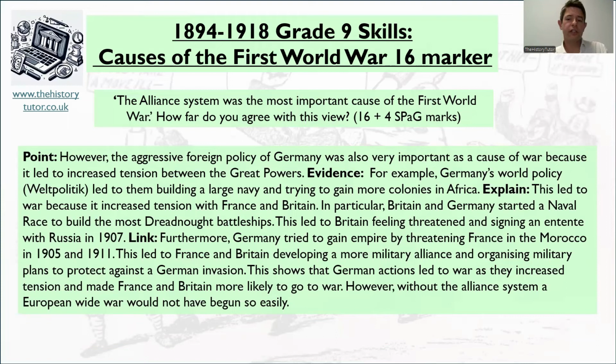Furthermore, Germany tried to gain empire by threatening France in Morocco in 1905 and 1911. This led to France and Britain developing a more military alliance and organising military plans to protect against a German invasion. This shows that German actions led to war as they increased tension and made France and Britain more likely to go to war. However, without the alliance system, a European-wide war would not have been so easy to develop. Okay, so I have said there at the end, I don't think it is as important as alliances. I've made that clear at the end.